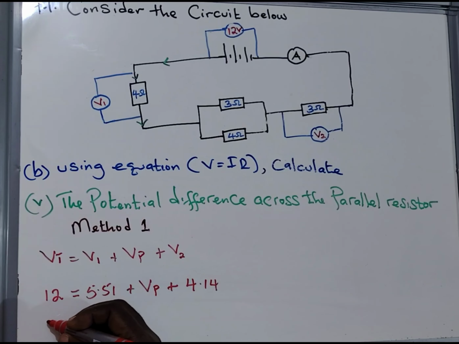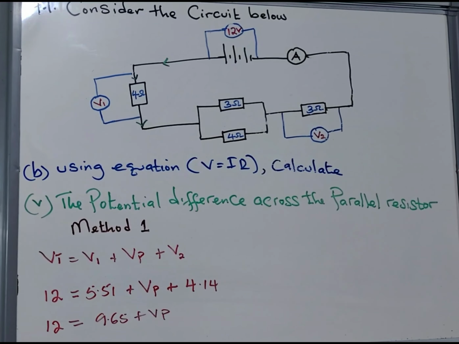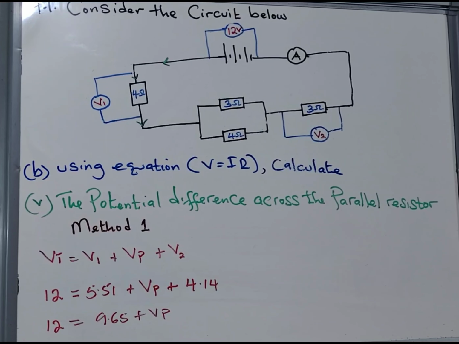So from here, what do we do? We simplify and say 12 volts is equal to, so giving you this. So from here, we can confidently say that VP is equal to 12 minus 9.65, giving you 2.35 volts.